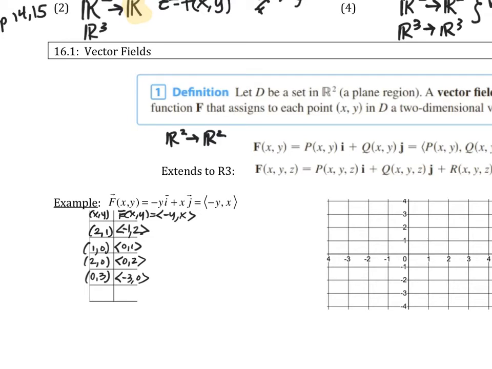So for instance, if I put in negative 1, negative 2, I switch them and I take the opposite of y. So that's how it works as a function. You put something in, you get a unique thing out. We're putting in an ordered pair, we're getting out a unique two-dimensional vector.